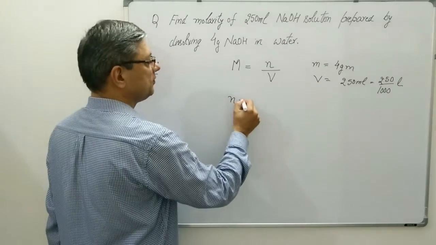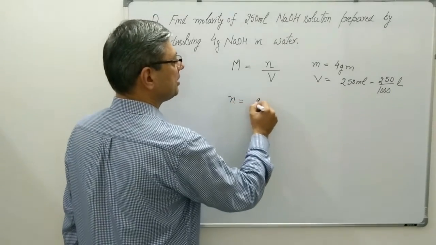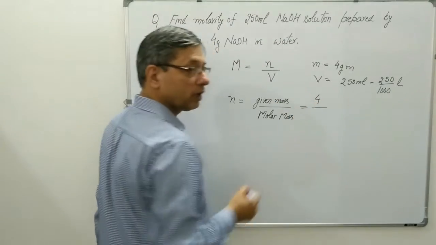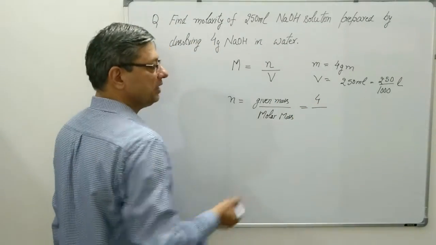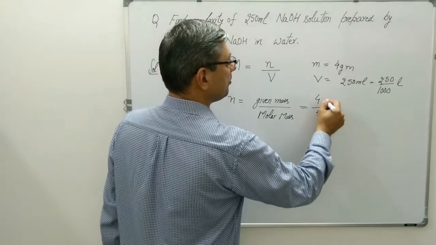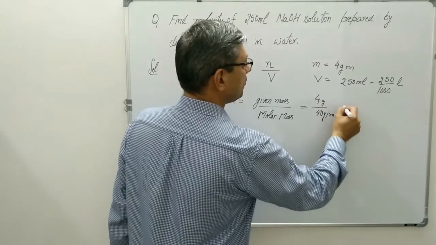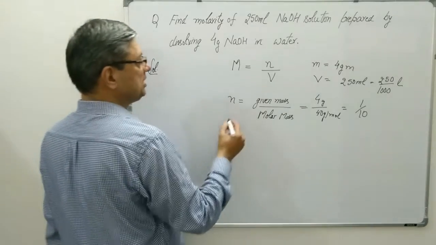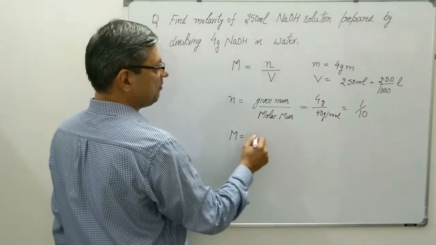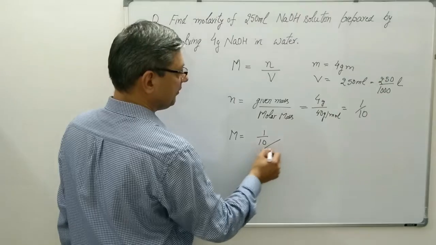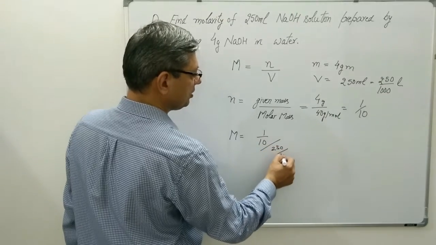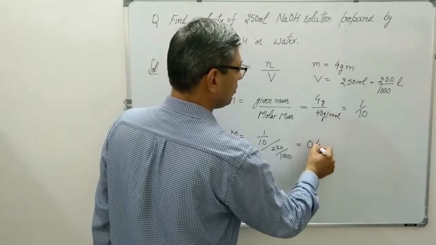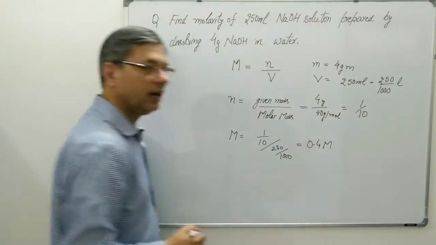Number of moles, we know the formula is given mass upon molar mass. Mass of NaOH given is 4 grams and molar mass of NaOH is 40 grams per mole. Therefore, number of moles will be 1 upon 10. Putting both these values in the formula, M will be equal to 1 upon 10 divided by 250 upon 1000. And solving, we will be getting 0.4 molarity as the answer.